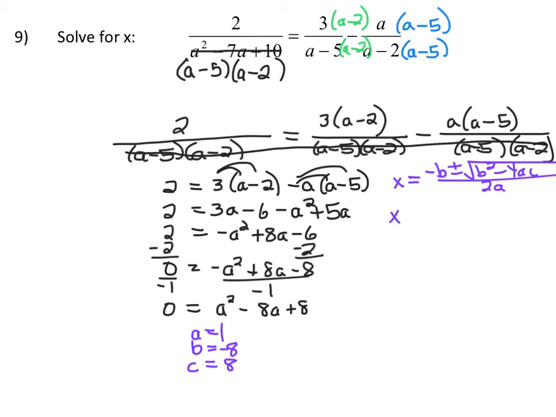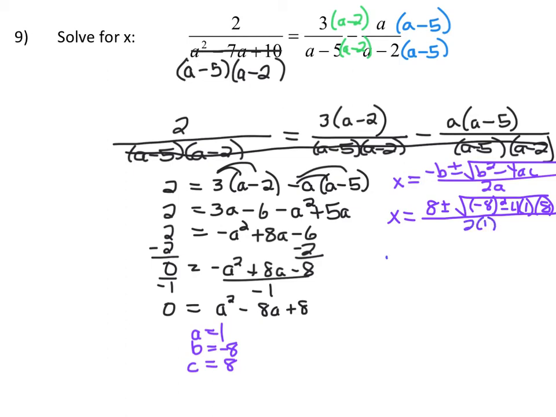So we have x equals negative b. So negative 8 would be positive 8, plus and minus the square root of b squared. You could either put negative 8 in parentheses and square it, or you could have just written 64. Now minus 4 times a, which is 1, times c, which is 8, and that whole thing is going to be over 2 times a, so 2 times 1.